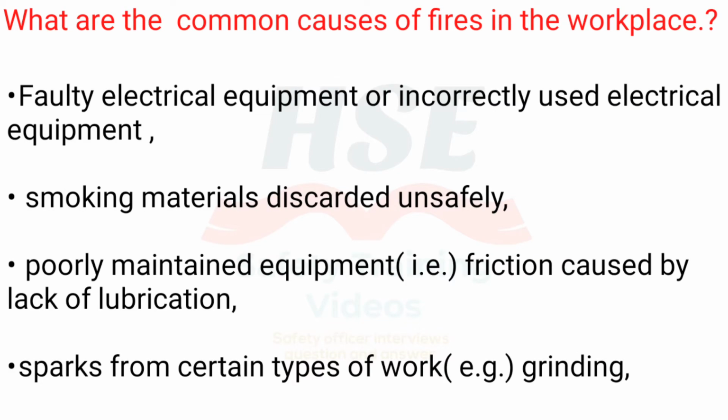What are the common causes of fires in the workplace? Faulty electrical equipment or incorrectly used electrical equipment. Smoking materials discarded unsafely. Poorly maintained equipment, that is, friction caused by lack of lubrication. Sparks from certain types of work, for example, grinding.